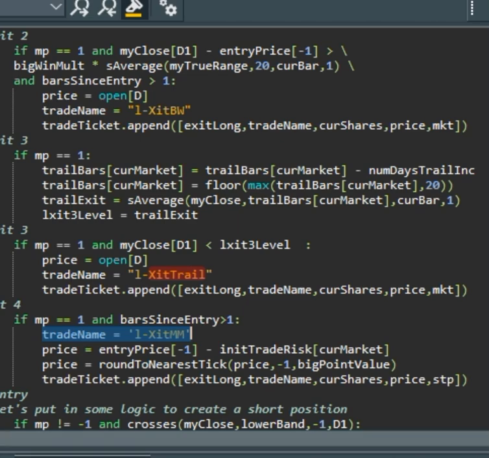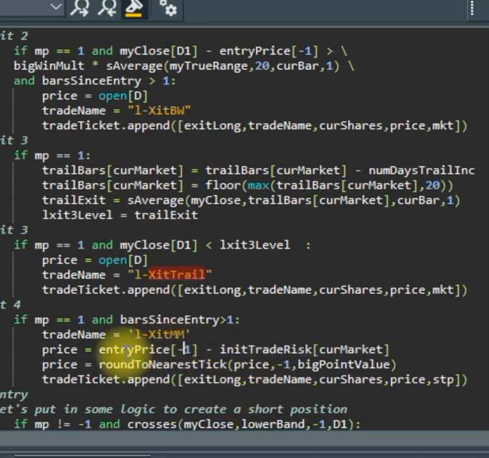So my trade name is L exit MM. The price is going to be equal to the entry price minus the initial trade risk. Whatever that risk was when we came into the trade, we're going to use that as a disaster stop.